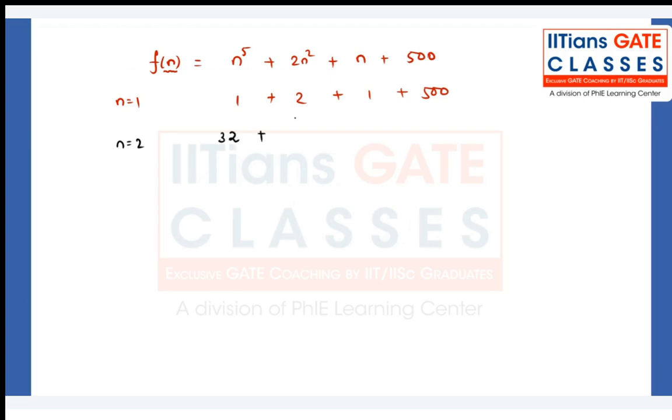This becomes 4 into 8. This will be 2, and this will be 500. Still, 500 seems to be dominant, right? 500 still, it's not increasing, but it seems to be dominant as of now. So if I keep on increasing my input to greater values, let's say I'm keeping n equal to 10: 10 to the power 5 plus 2 into 100 is 200 plus 10 plus 500.